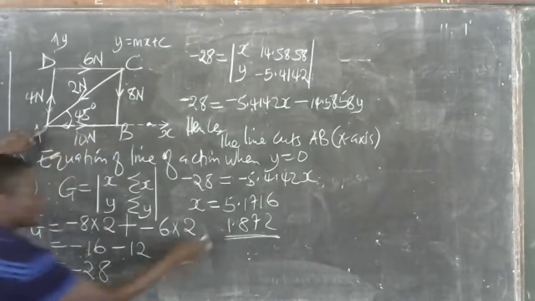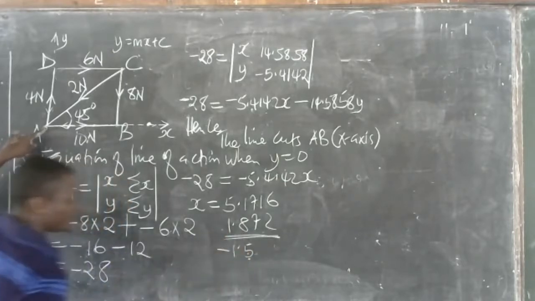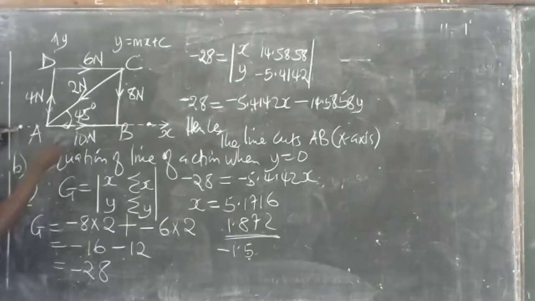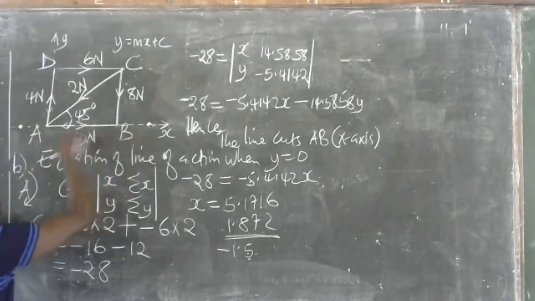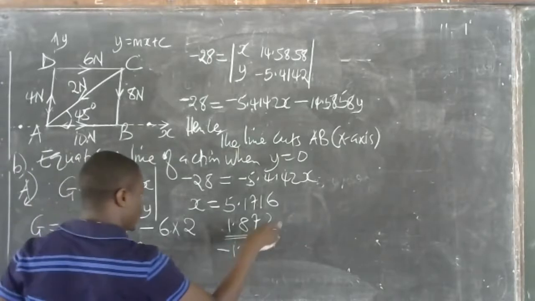And then if you get a negative answer, such as negative maybe 1.5, that means from A, you move to the negative side, meaning the line of action will cut line AB from this side, the negative side, and we have to conclude. This is B, A produced. This is A, B produced. AB produced, and this is BA produced. So you have to give a correct conclusion.